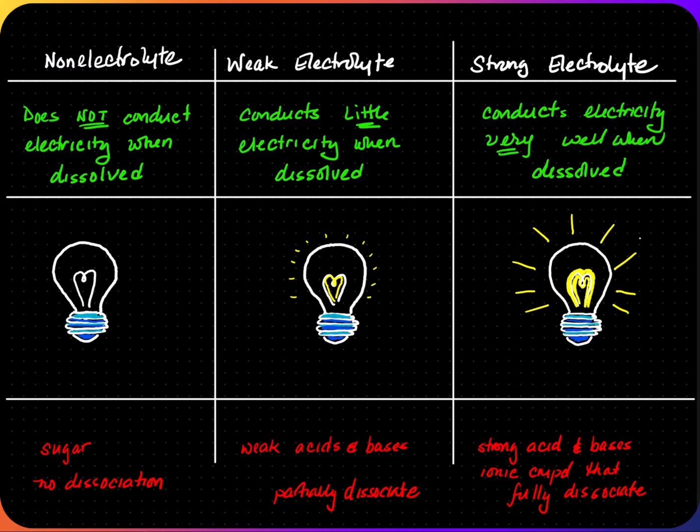Strong electrolytes conduct electricity very well when dissolved into solution, so the conductivity meter will be very bright. Examples of strong electrolytes are strong acids and bases, because they completely dissociate. Ionic compounds that are soluble in water will also fully dissociate.